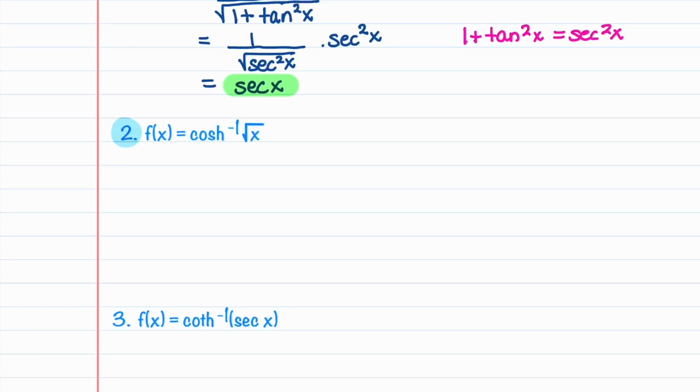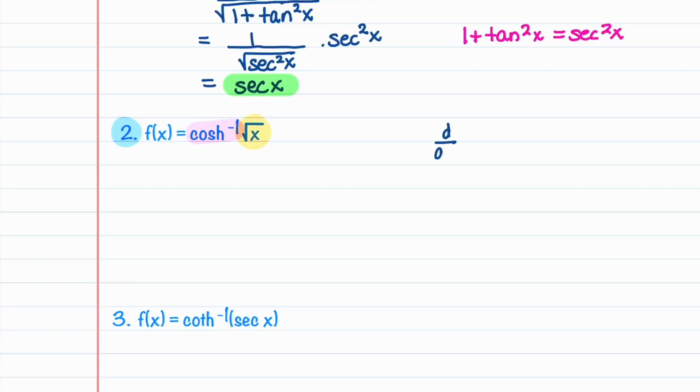Let's now look at our second example. We are going to find the derivative of inverse cosh of the square root of x. Again, we are going to use the chain rule because we have an outer function and then we have an inner function. Let's first write down what our derivative is.